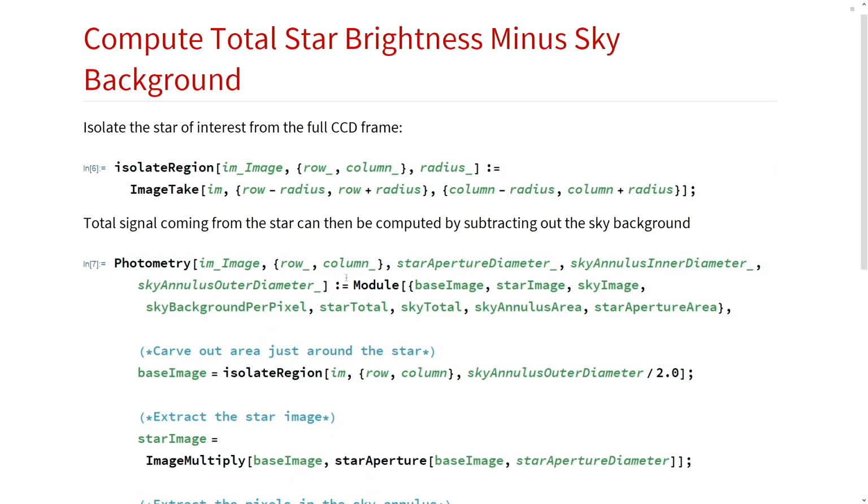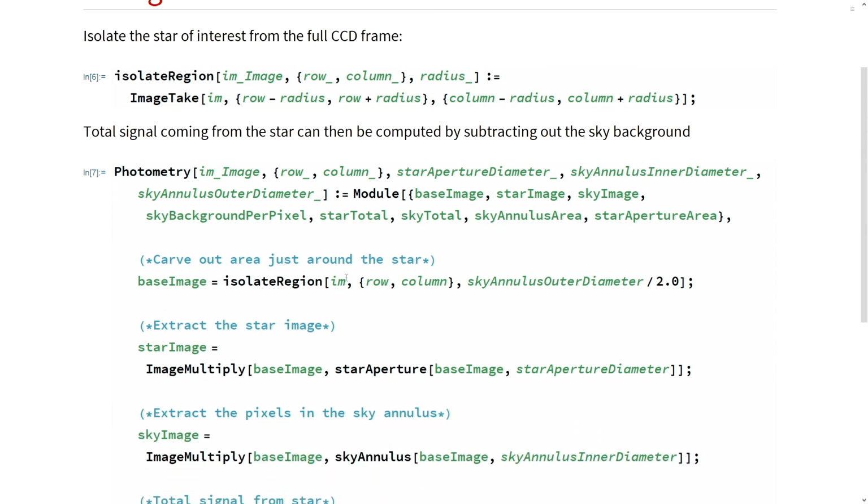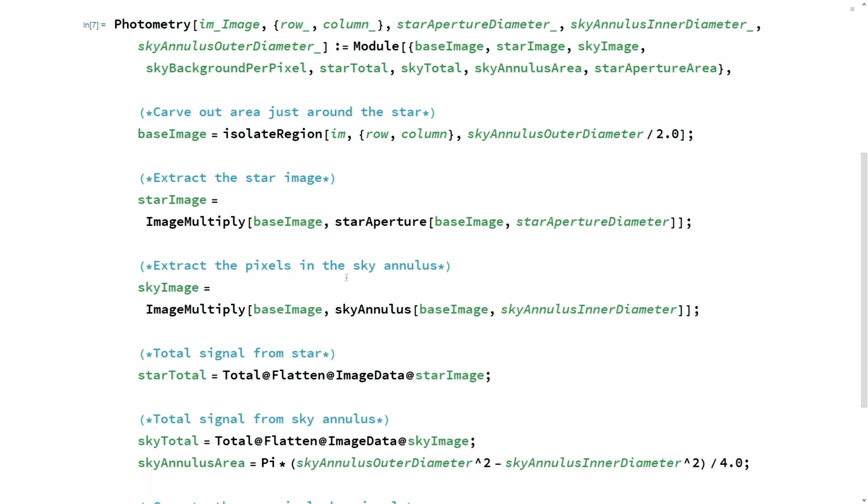So now that we have those things, we can do some computations. First of all, we're not interested in the whole image that we've taken with our CCD camera. We're just interested in the little bit around the star. So we have a function called isolate region, which just does an image take on the image and clips out a rectangle around the star. And then the photometry calculation, I'll just step through this because it's a little more complicated, but it's pretty straightforward.